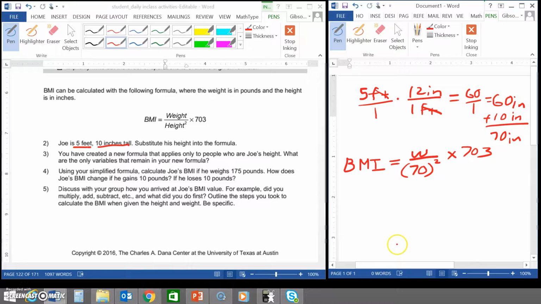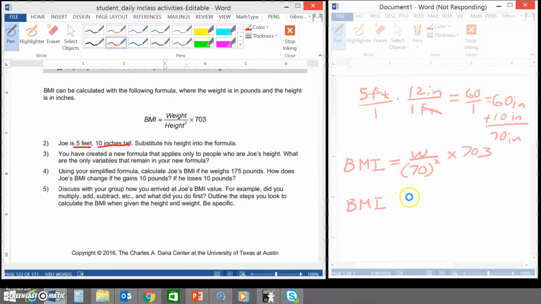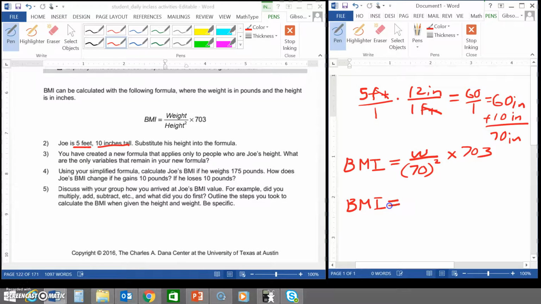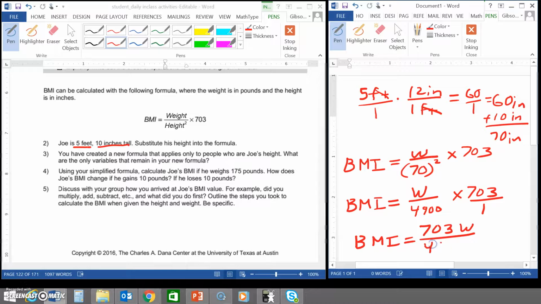Now, with our BMI, because they want this to be simplified, 70 squared is equal to 4,900. So our denominator here would be 4,900. We have our weight times 703. Now, if we bring this all together, we have our BMI is equal to, we could put this over 1, 703 times the weight, all over 4,900, and then that's inches, and it's squared. And so this will be our answer for number 2.